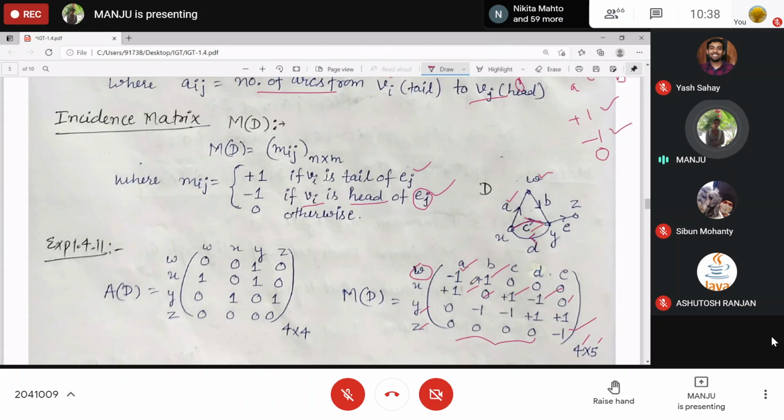Y to A, no relation. Y to B, B is coming towards Y, that's why -1. And Y and C, C is coming towards Y, again -1. D is going out, so +1. E is going out, that's why +1.